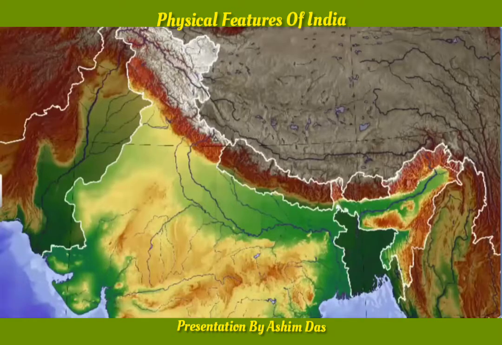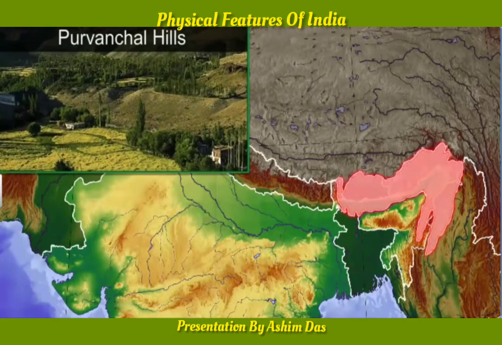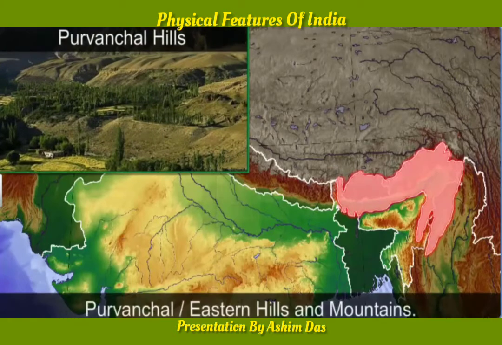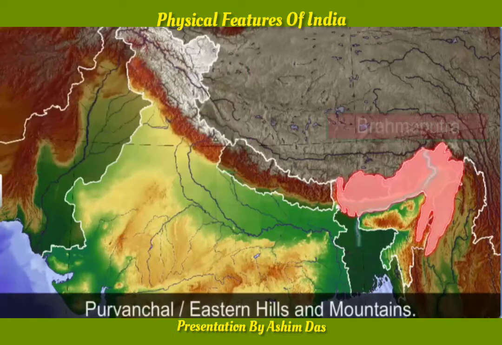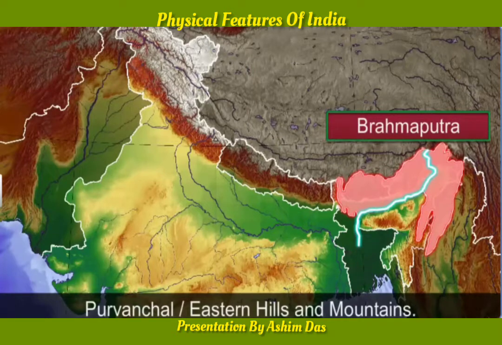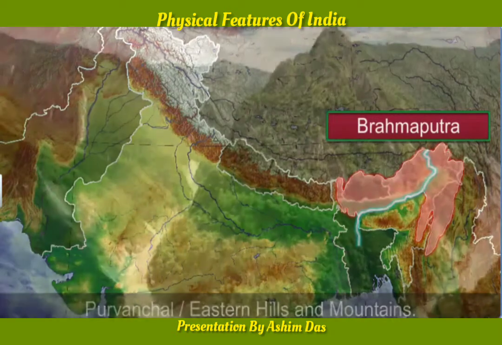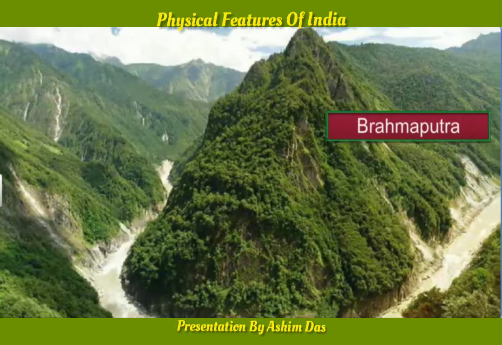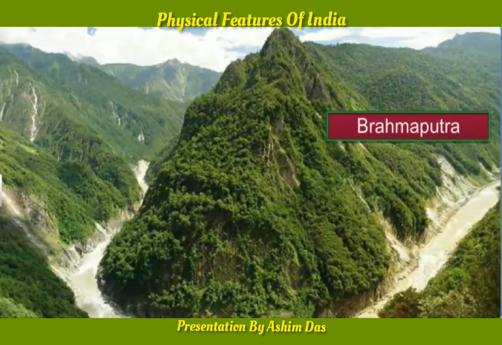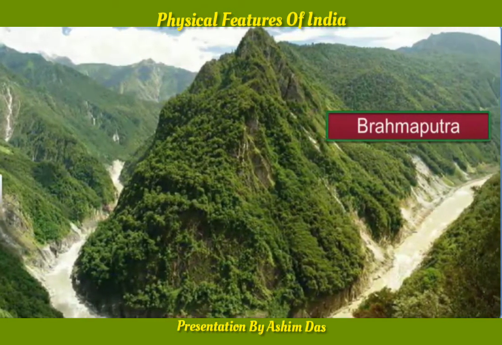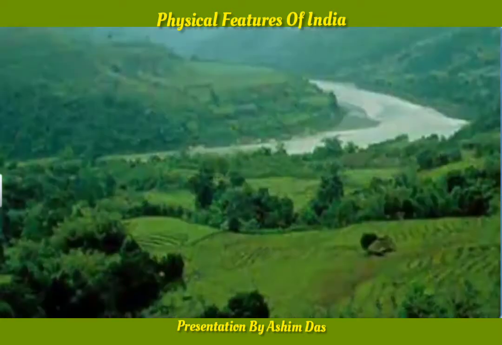As we move east, we come to the division of the Himalayas called the Puravanchal or the Eastern Hills and Mountains. The Brahmaputra forms the easternmost boundary of the Puravanchal region. The Brahmaputra breaks through the Himalayas to form some deep valleys or gorges. One such valley is in Arunachal Pradesh, the Dihang Gorge.